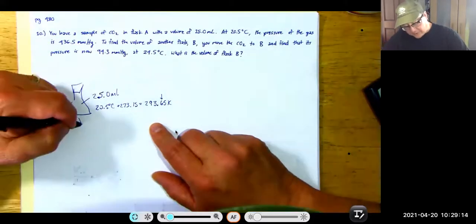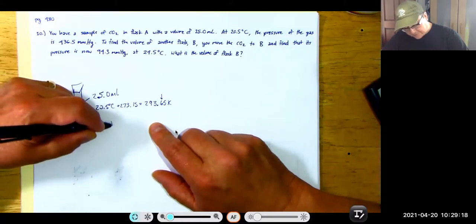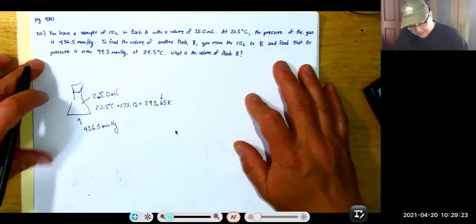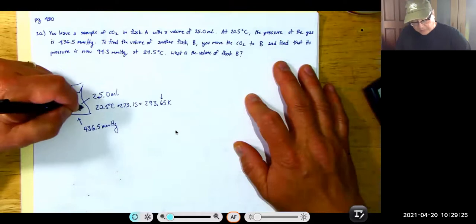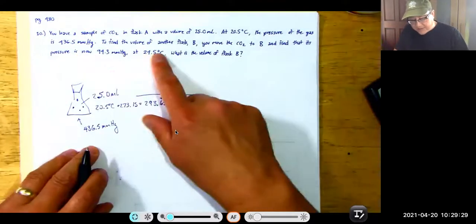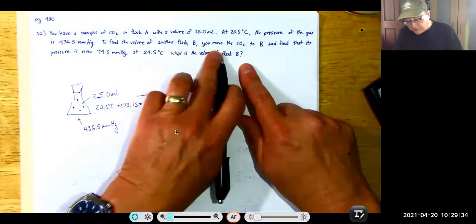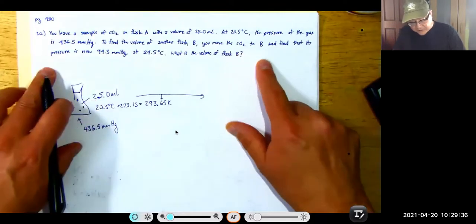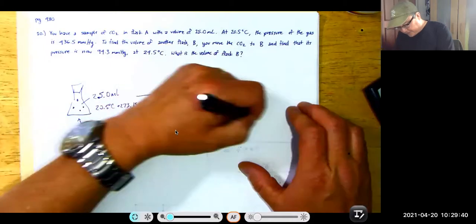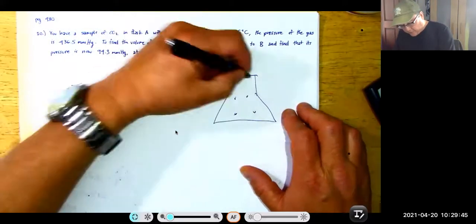And we have that the pressure is 436.5 millimeters of mercury. And what else do we have? And we have this many moles of gas. I'm just going to draw 4 dots. We're going to take this and we want to put it in another flask. So to find the volume of another flask B, you move the CO2 to B and find that its pressure is a lot less. So it sounds like a bigger flask if it's a lot less. So we still only have the 4 dots of gas, and here's our cork.